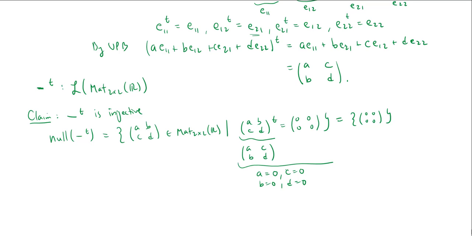Okay, so if the null space is equal to the 0 element, this implies that the transpose map is injective. But again, because we're working from a vector space to itself, and we're in finite dimensions, this implies that the transpose is a bijection, and hence is an isomorphism.